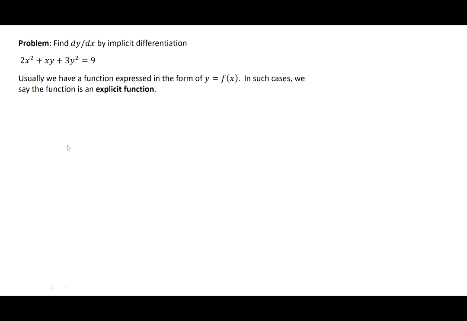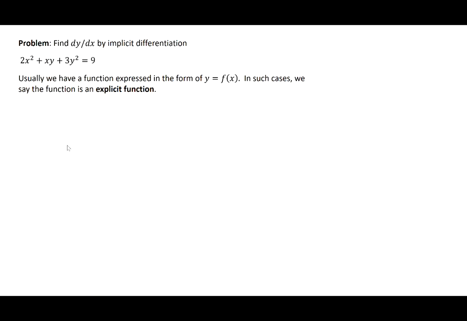Look at this one. The thing that we need to apparently differentiate and find dy/dx of is something that looks like this. Do you notice that this is quite different from how all our functions were so far? What's the difference? Here is the difference. Usually, we have a function expressed in the form of y equals f of x. In such cases, we say the function is an explicit function.